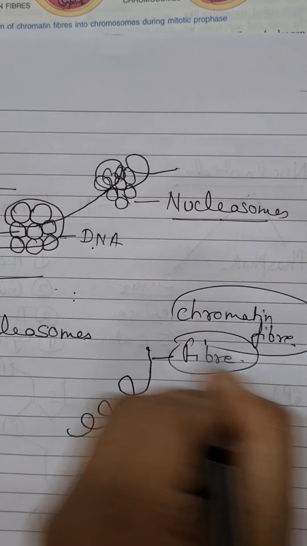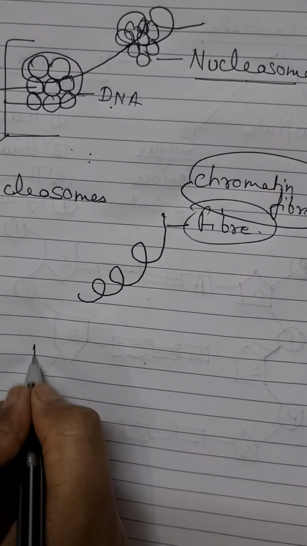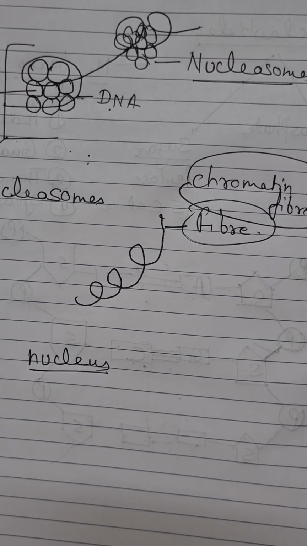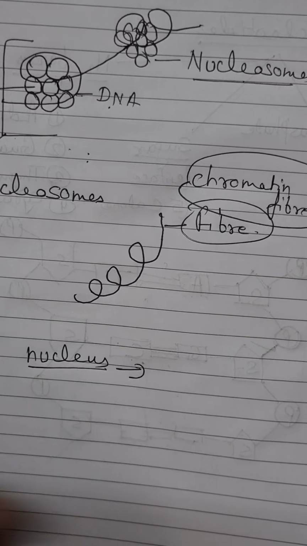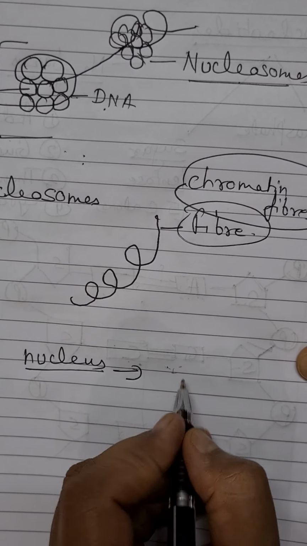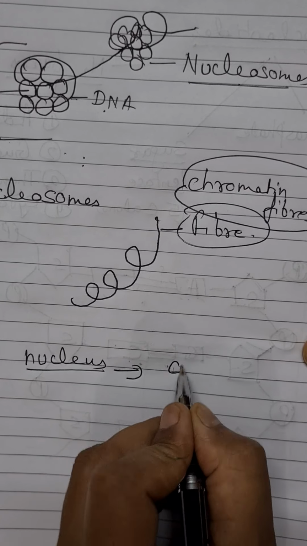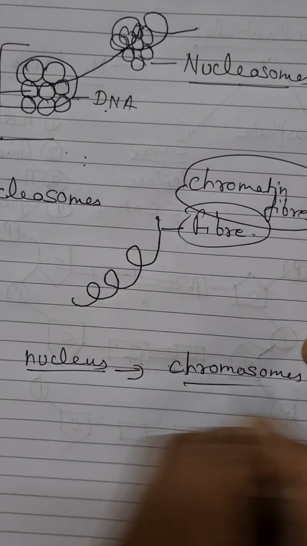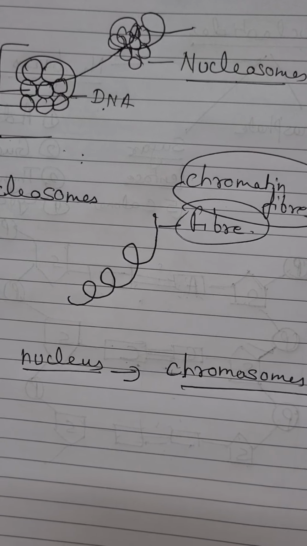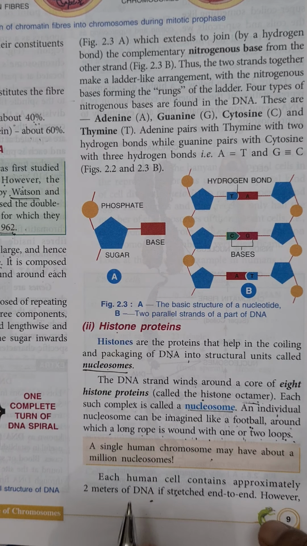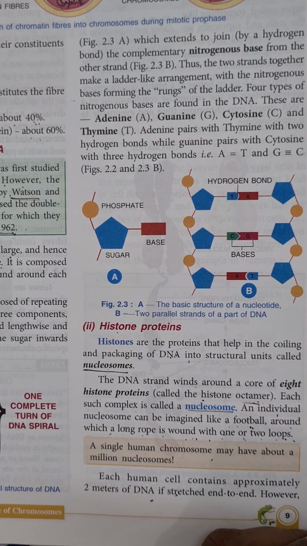And these chromatin fibers are present inside the nucleus of the cell. And during cell division, the same chromatin fiber gets condensed to form chromosomes, which help the cell to divide, and help to carry hereditary information from one generation to another.